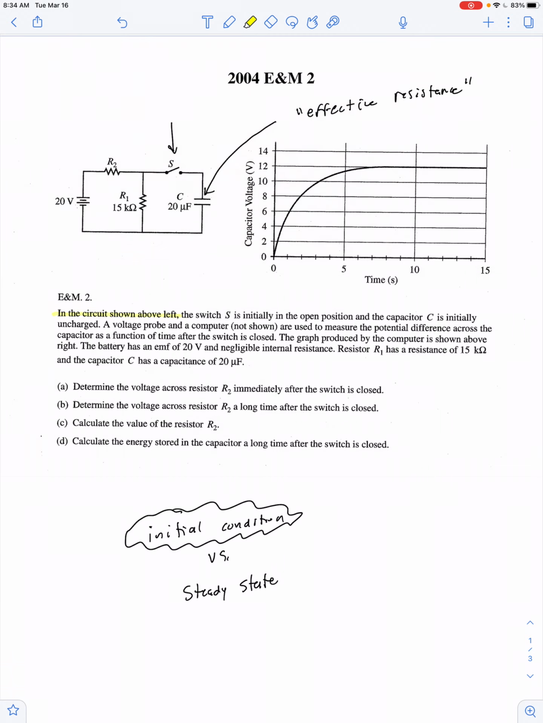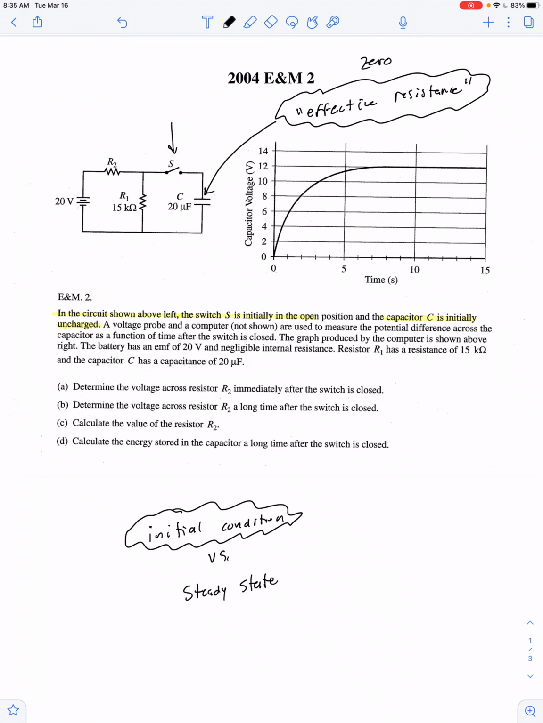In the circuit shown above, the switch is initially open and the capacitor is initially uncharged. Okay, so there's our initial condition, no charge on the capacitor. In that initial condition, a capacitor has an effective resistance of 0. In other words, an uncharged capacitor behaves like a resistor of 0 resistance. It behaves like a perfect conductor.